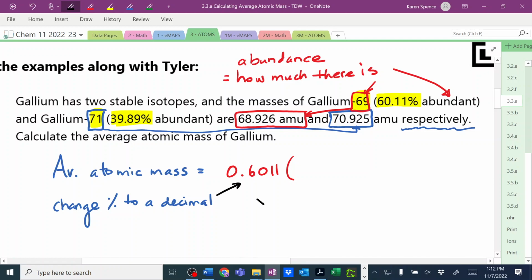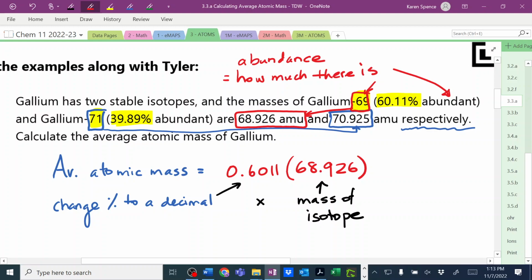And then we multiply by the mass of the isotope. And what is the mass of that gallium-69 isotope? 68.926.